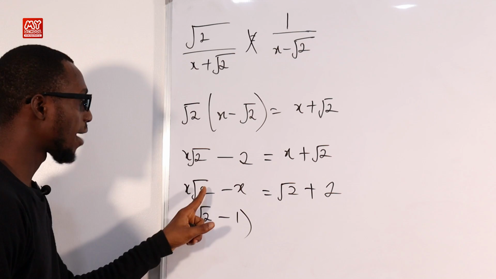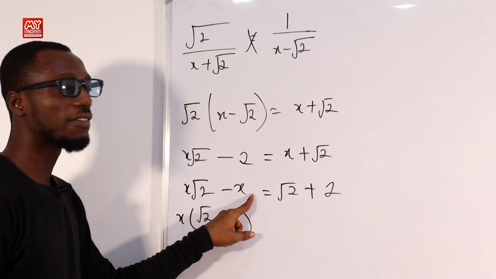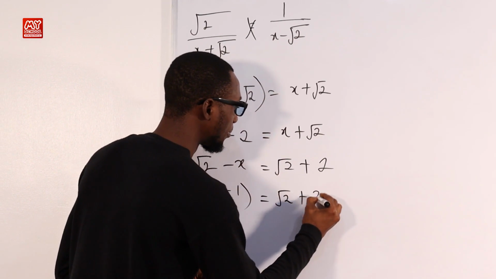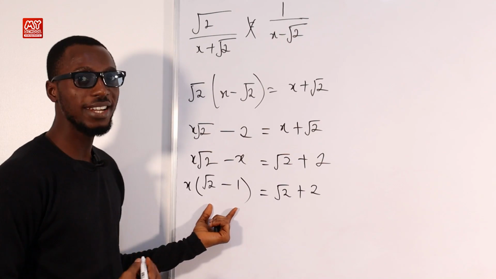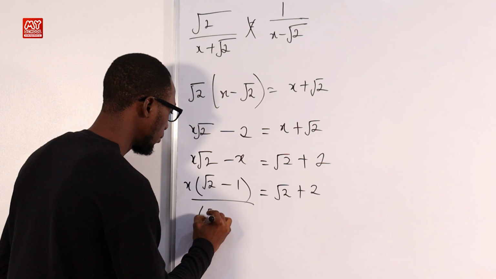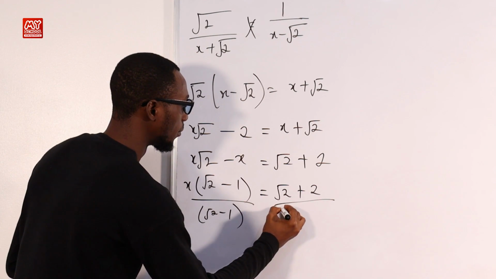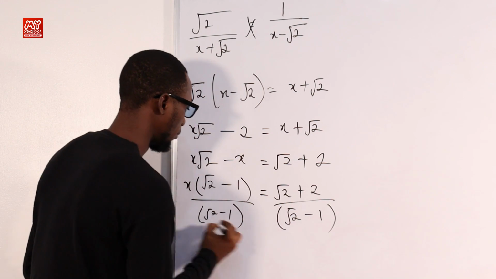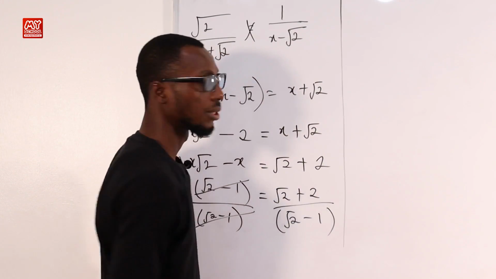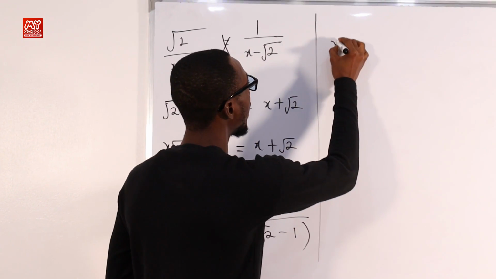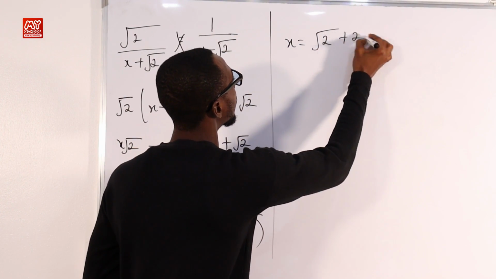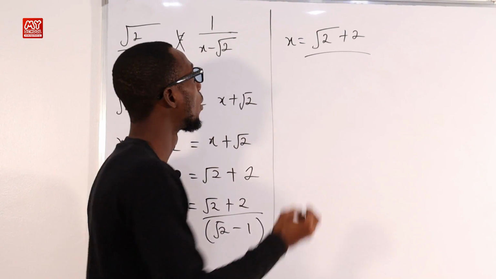X times root 2, we have x root 2. X times minus 1, we have minus x. Then equals what we have on the right hand side. So we can divide both sides by the coefficient of x, which is root 2 minus 1. So we have x equals, let's move to the right hand side of the whiteboard. So we have x equals root 2 plus 2 over root 2 minus 1.